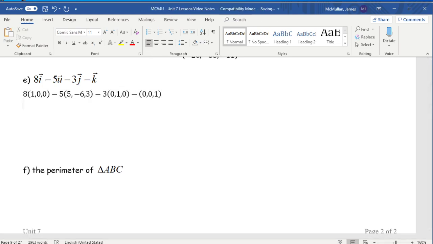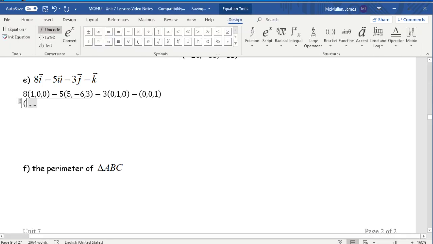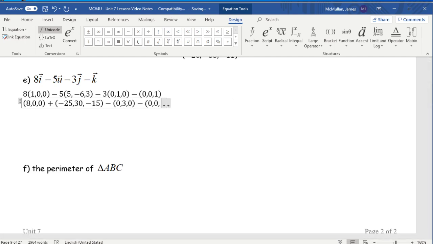Okay, and then underneath it, we'll just expand it out. So we have 8, 0, 0 minus 25. Actually, let's just do plus and distribute. Negative 25, 30, and negative 15. Then we have minus 0, 3, 0, and then minus 0, 0, 1.